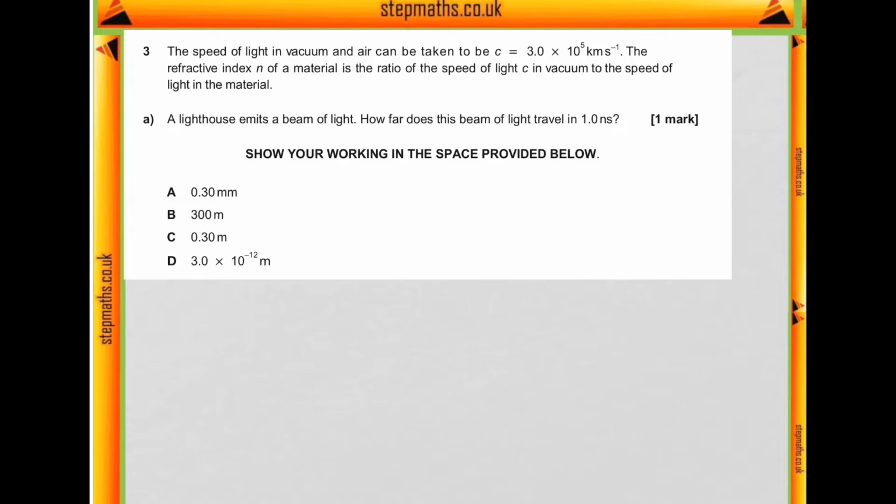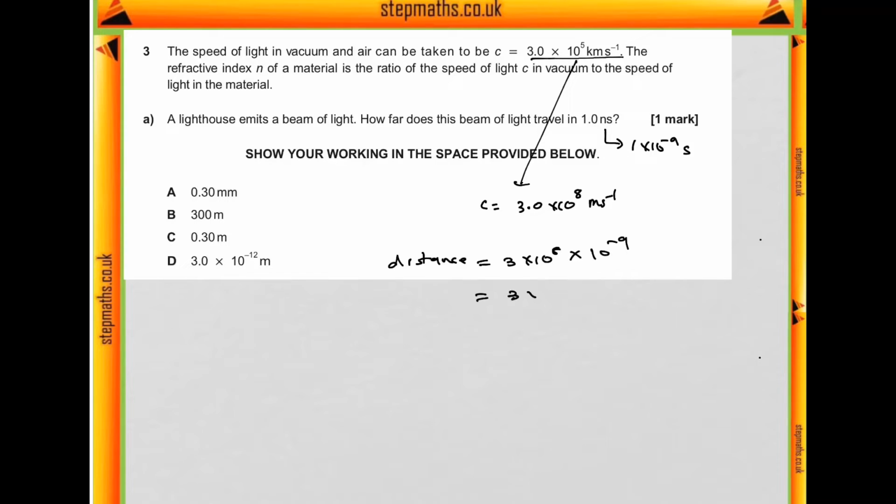So first of all, a nanosecond is just 1 times 10 to the minus 9 seconds, and let's convert the speed that we're given here into SI units. So this is 3.0 times 10 to the, so 1 kilometer is 1,000 meters, so 10 to the 3, so that's 10 to the 8 meters per second. So what is the distance traveled? Well, the distance is going to be the velocity times time, so it's going to be 3 times 10 to the 8 times 10 to the minus 9, which is just 3 times 10 to the minus 1 meters. So 0.3 meters is our answer.